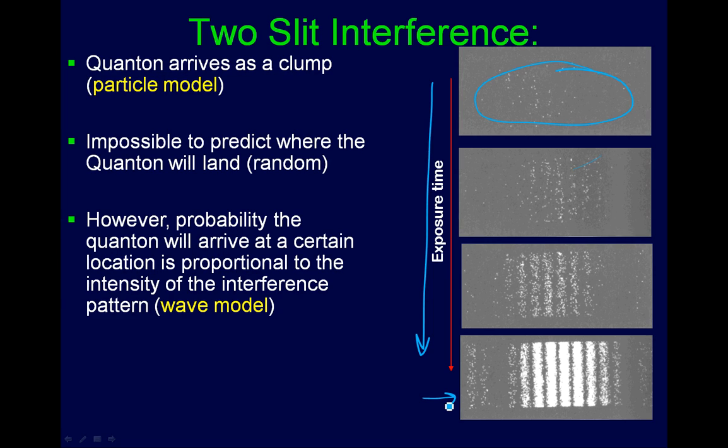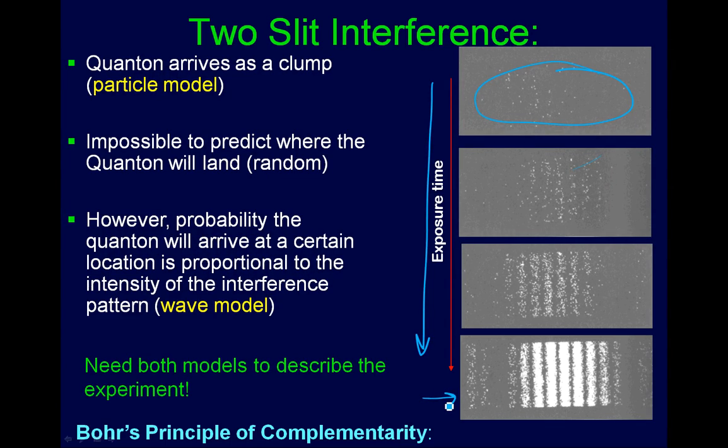However, in order for this pattern to arrive, this probability has to be a wave type of thing happening. So you have two different models, the particle model and the wave model, and you need both models to describe the experiment. And in fact, you can ask this question, does it act like a particle or does it act like a wave? And what it is, it transcends this. It's something different that we don't really have language for in classical physics.